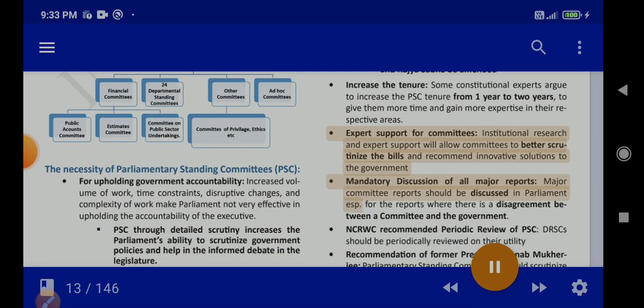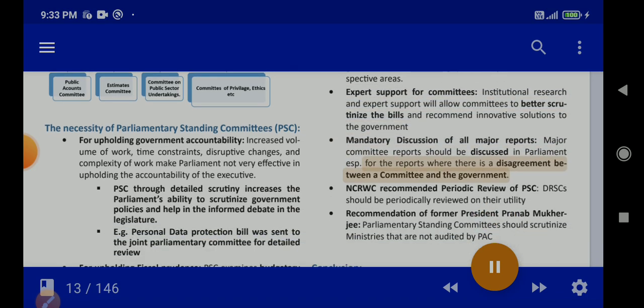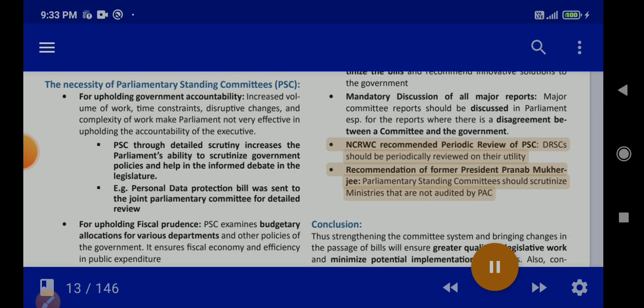Expert support for committees: institutional research and expert support will allow committees to better scrutinize the bills and recommend innovative solutions to the government. Mandatory discussion of all major reports: major committee reports should be discussed in Parliament, especially the reports where there is a disagreement between a committee and the government. NCRWC recommended periodic review of PSC. The PSCs should be periodically reviewed on their utility. Recommendation of former President Pranab Mukherjee: Parliamentary standing committees should scrutinize ministries that are not audited by PAC.